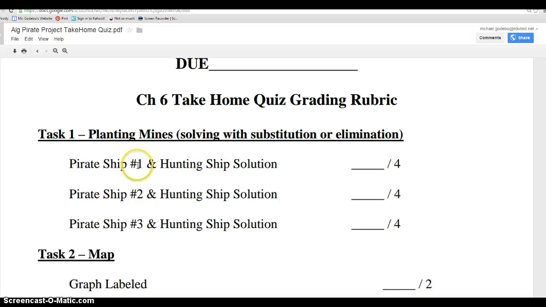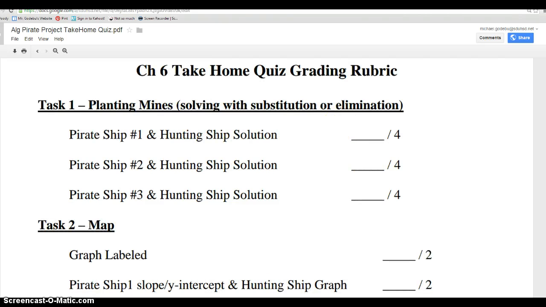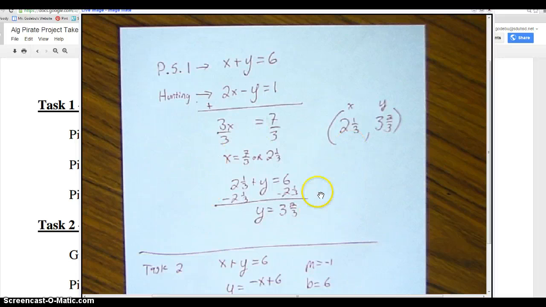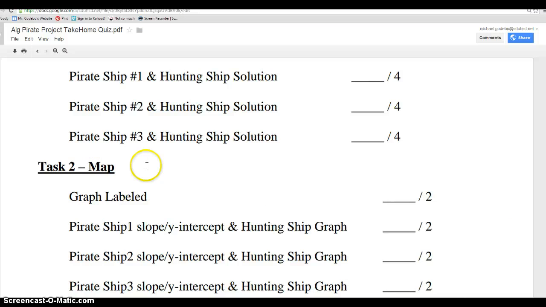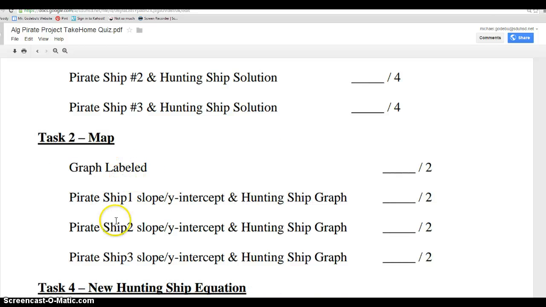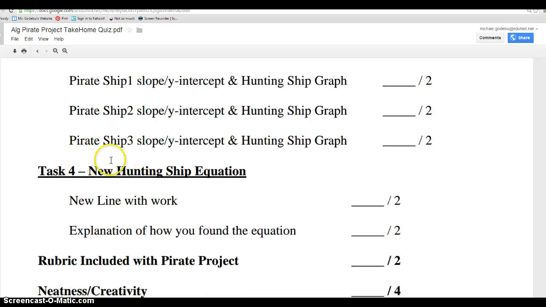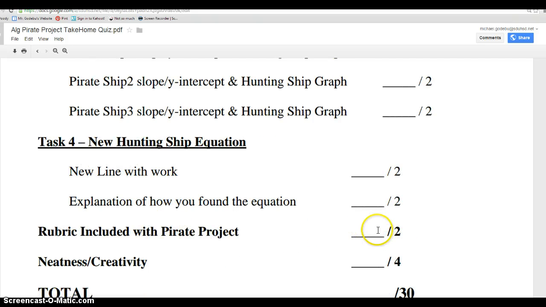Here's how you're going to be graded. You're going to get 4 points possible for basically doing the work and showing everything nice and neat with the solutions. That's what I showed you right here. 4 points for all this work for each one. You got to do your map, which is your graph paper. You have to label everything properly. You have to show all the intersections and that they match. You have to come up with your new hunting ship, task 4. You have to show the work and you have to explain how you did it. You have to include this rubric.